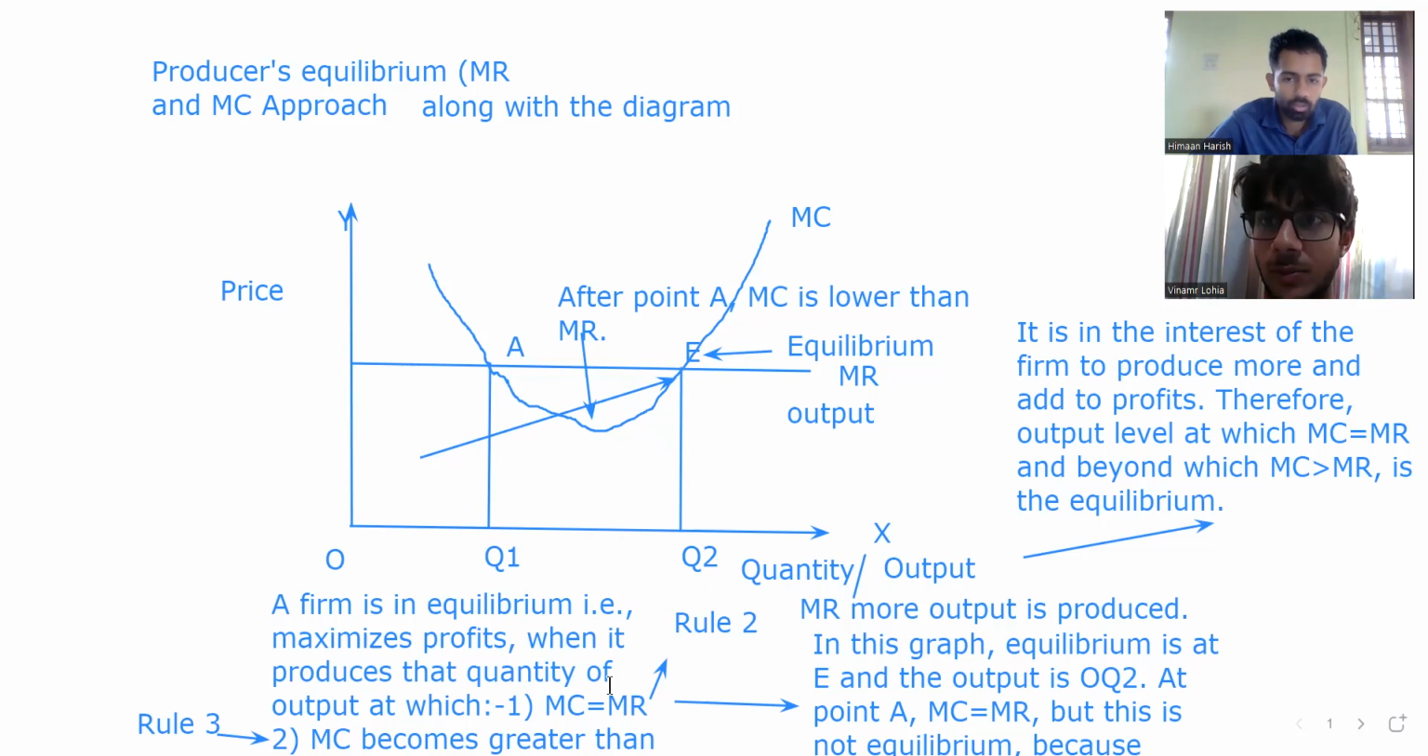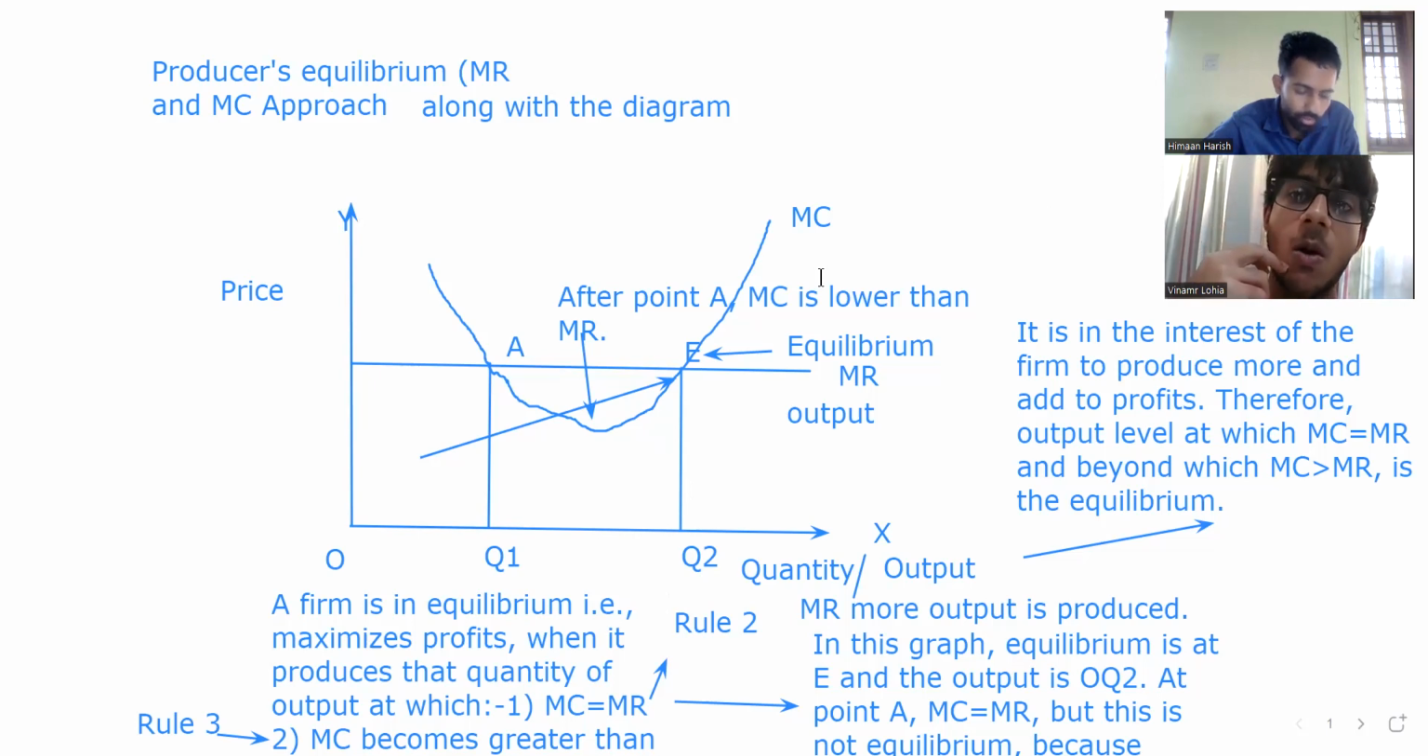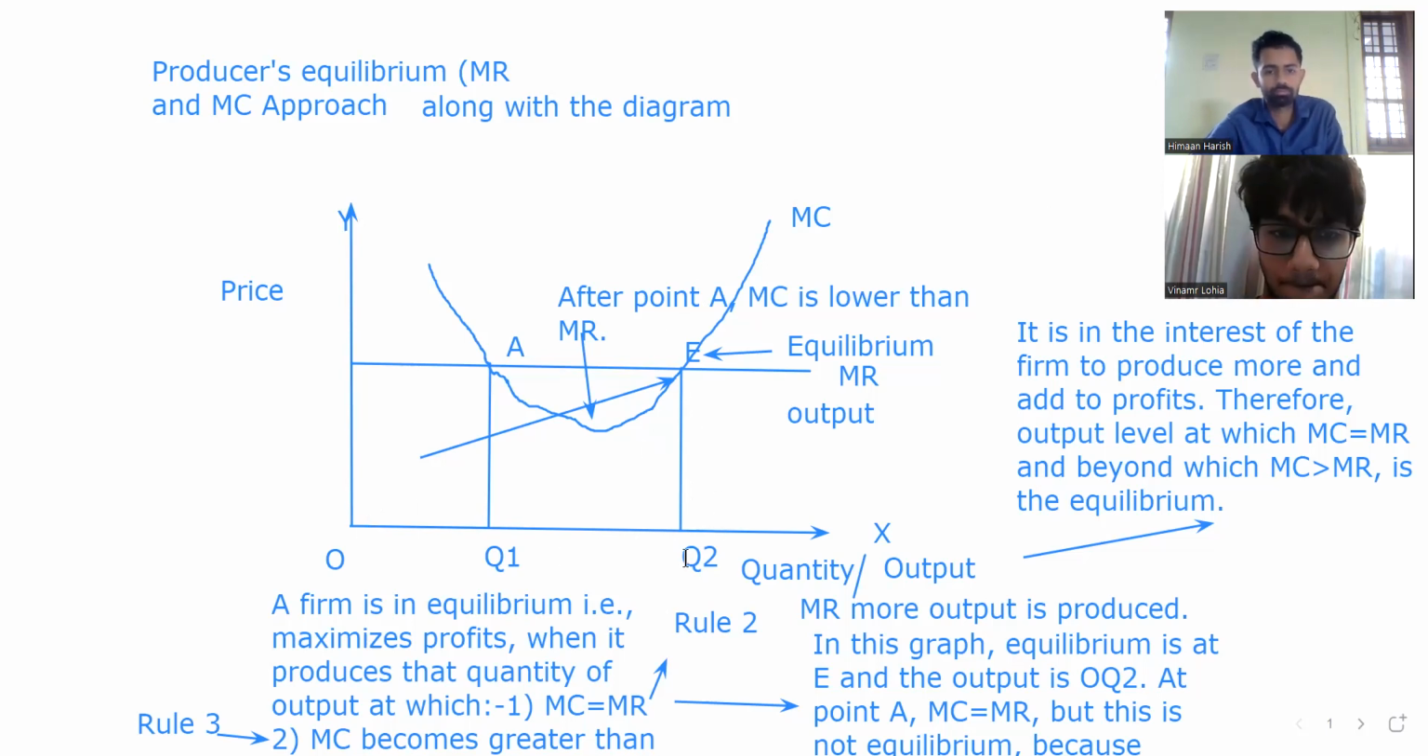So at point E or output level OQ2, it's considered as the profit maximizing output, as a change in either would reduce profit. So if there's a change in E or OQ2, there'll be a reduction in profit.